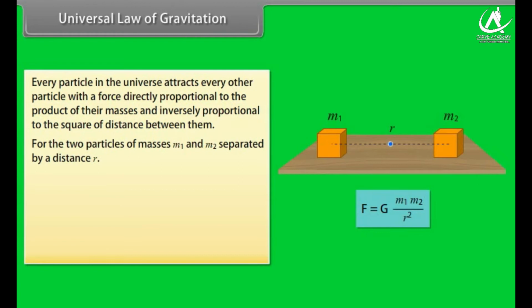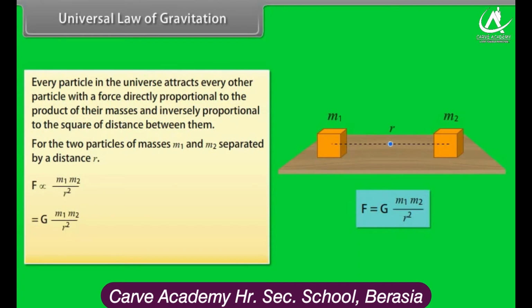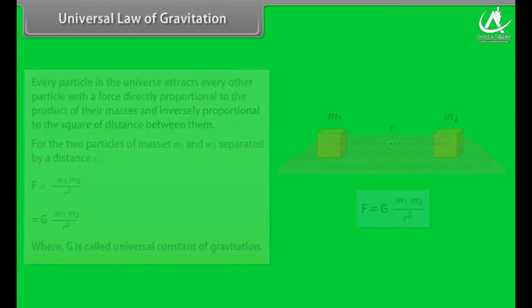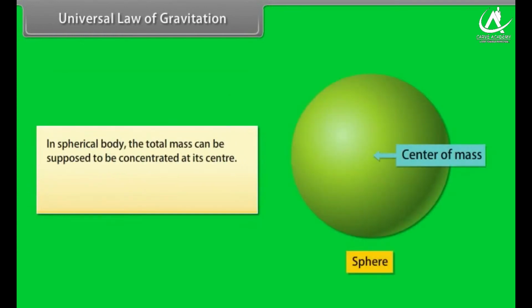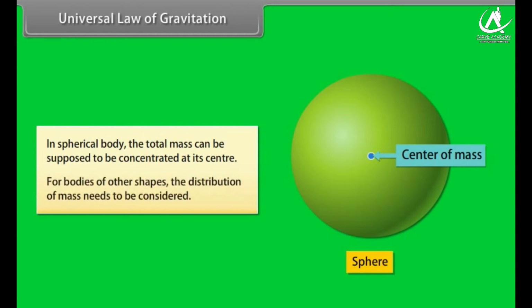For the two particles of masses m1 and m2 separated by a distance r, F is equal to G m1 m2 upon r square. The constant G is called universal constant of gravitation. In spherical body, the total mass can be supposed to be concentrated at its center. For bodies of the other shapes, the distribution of mass needs to be considered.